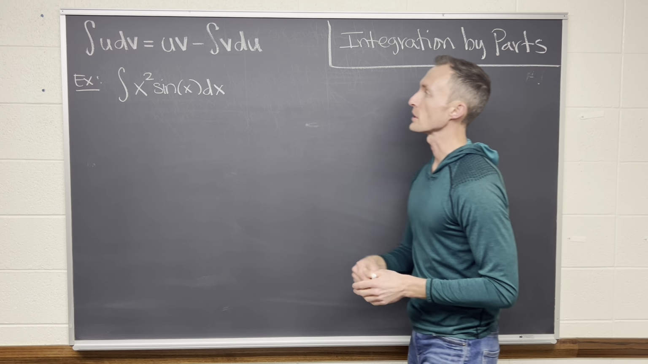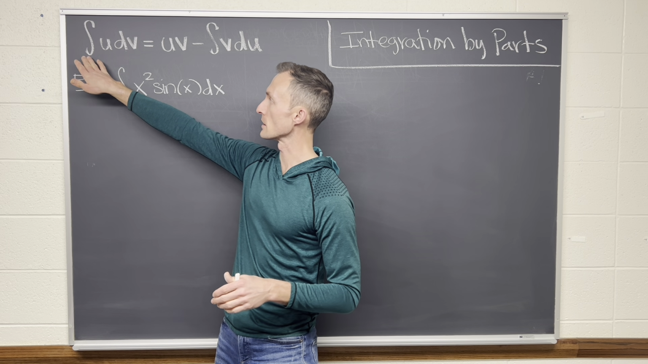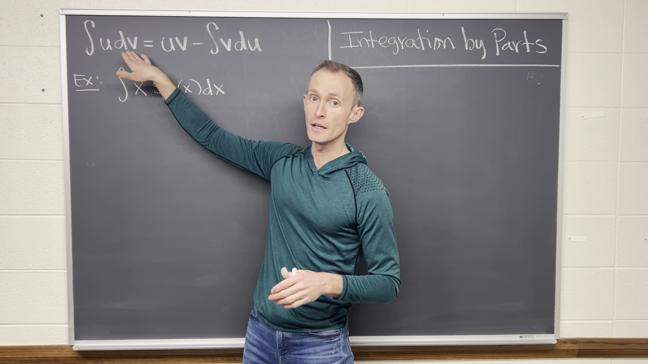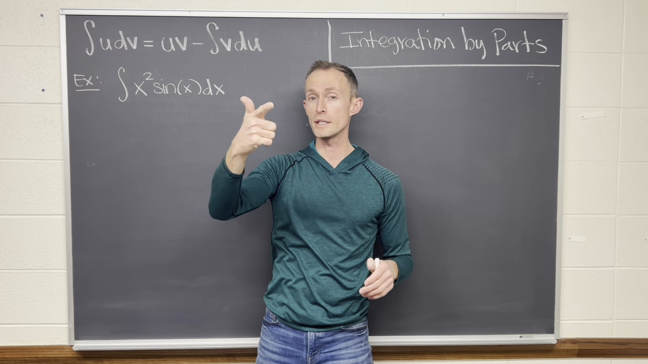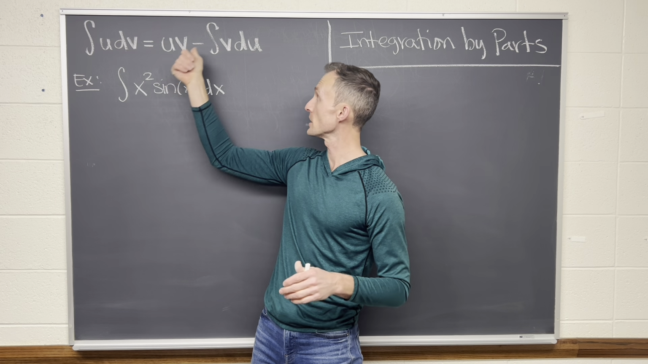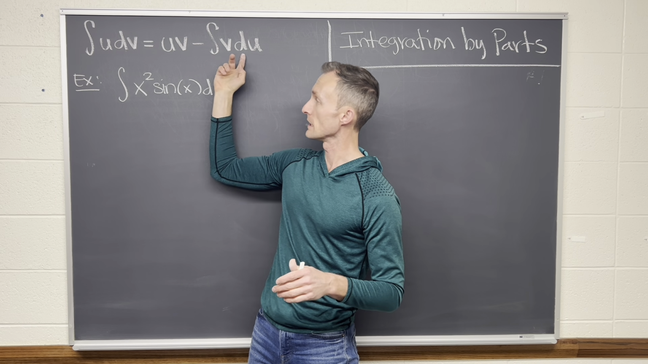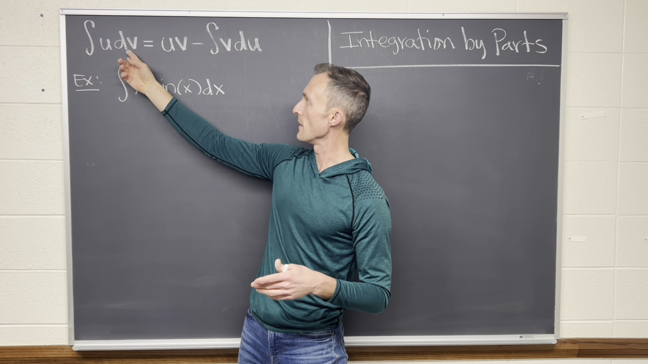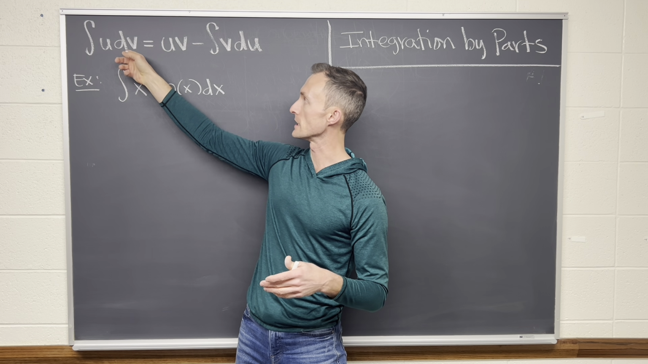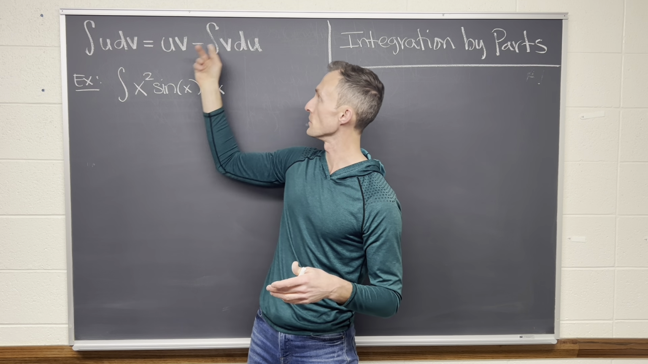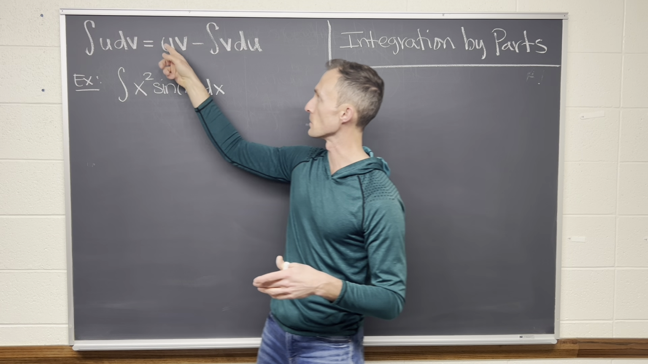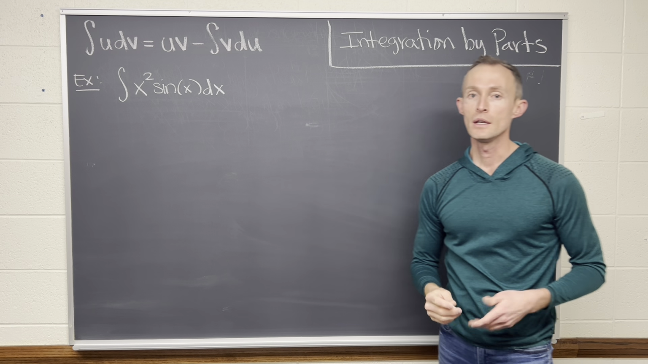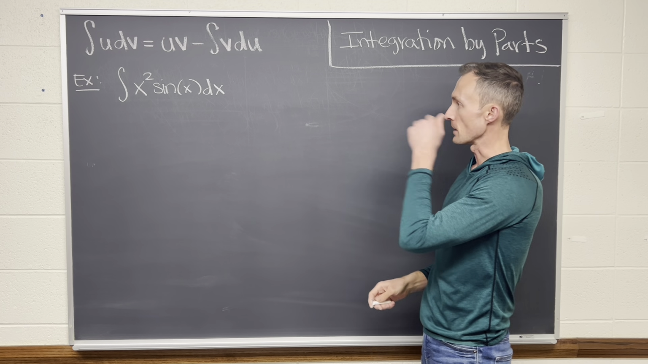Okay, so remember the formula tells you this. It says if you're trying to integrate something that looks like the integral of u dv, then you get to choose what is u and what is dv. You have to differentiate u to get du, the differential of it, I should say, and then you have to anti-differentiate to get the actual v. Then the integral of u dv is equal to uv minus the integral of v du. Okay, so here's our setup.